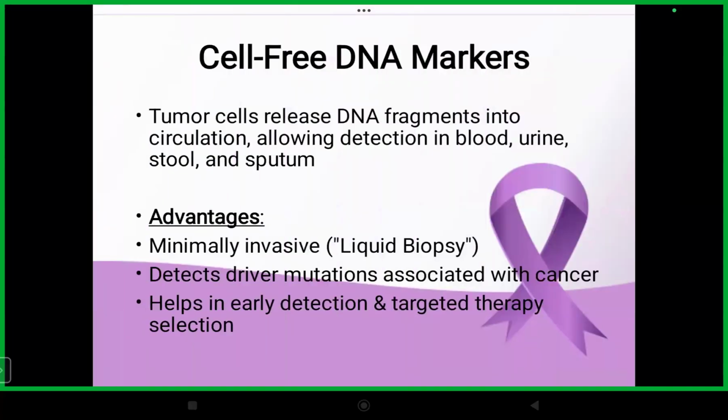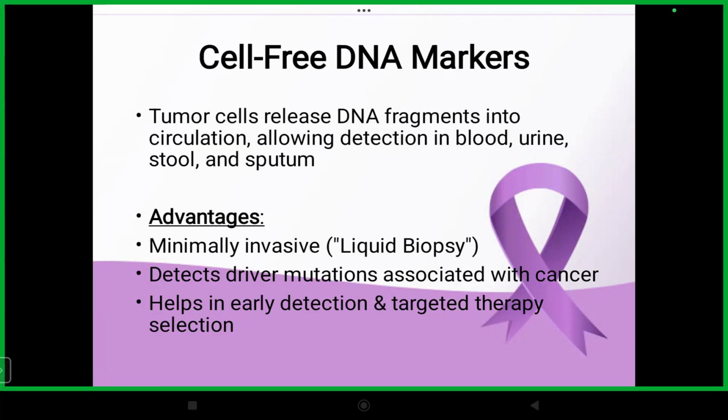Then the final category is cell-free DNA markers. Cell-free DNA markers means DNA fragments which are present in circulation. Other than the tumor cells, these fragments will get released into the circulation. These specific DNA markers can be detected in blood, urine, stool, or sputum, whatever is the sample. The advantage of the cell-free DNA markers is that you don't need an invasive technique. It's a minimally invasive technique. You can use liquid biopsy like a stool test, a blood test, a urine test, a sputum test, etc.